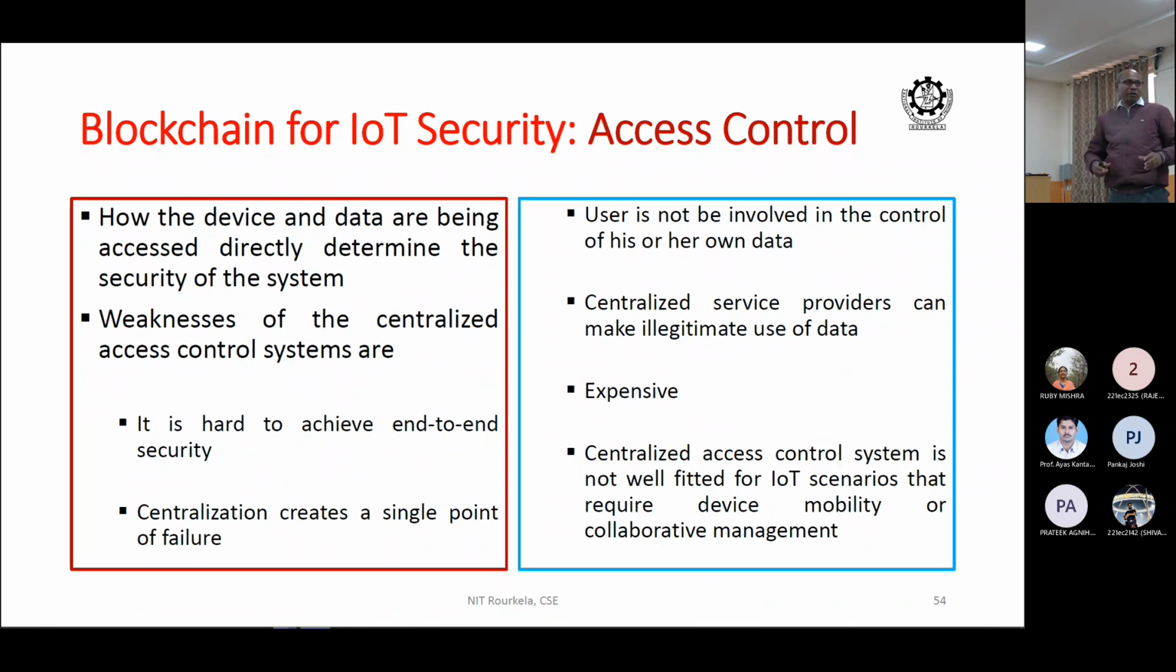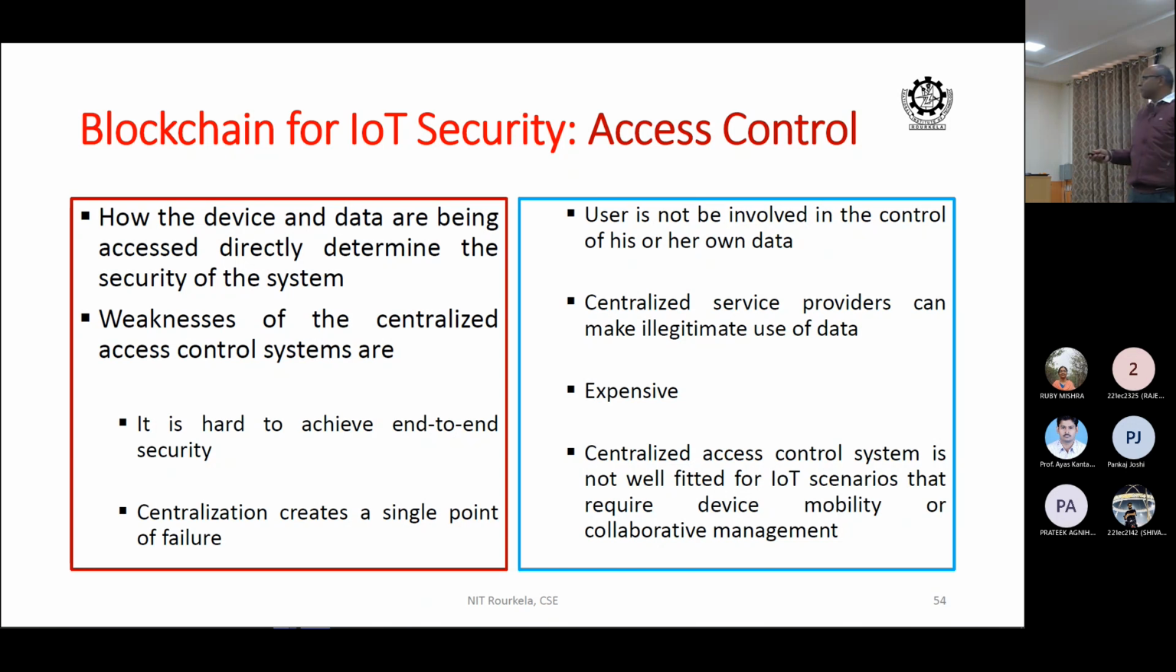Now, you access the IoT infrastructure. The moment you access the IoT infrastructure, you put a potential risk on it. Thus, how the device and data are being accessed directly determines the security of the system. If you allow a user to directly access any IoT device, an intruder can also get into the system. So there has to be a management control mechanism. Not everyone can get into the system; only authenticated users can.